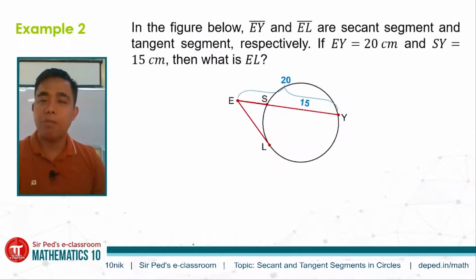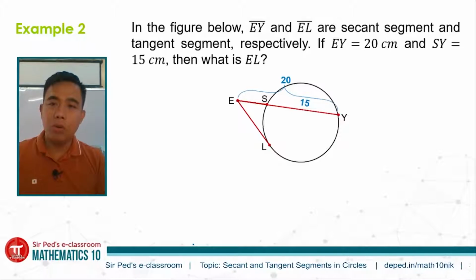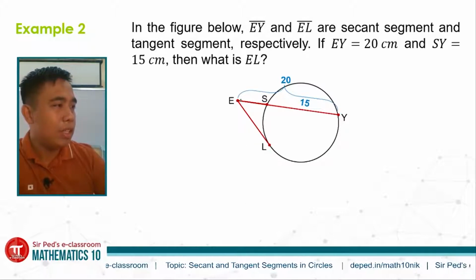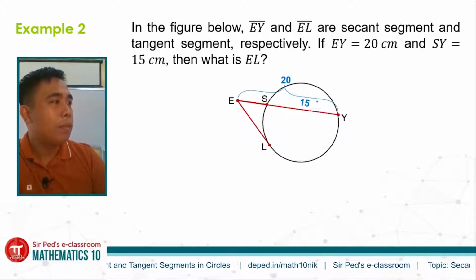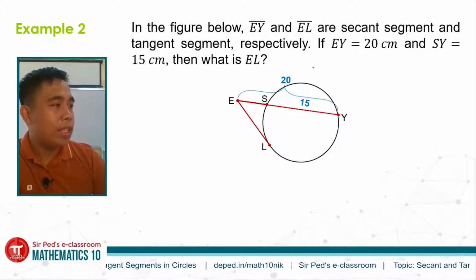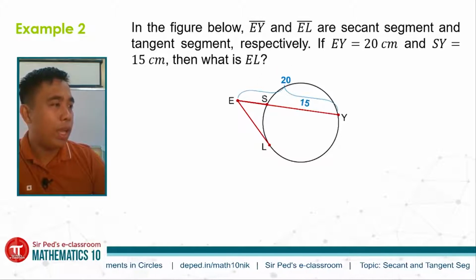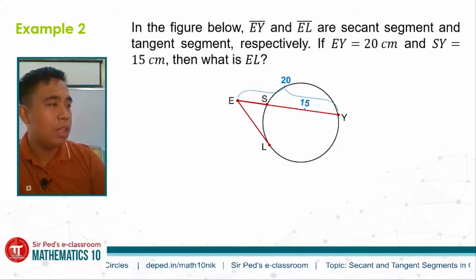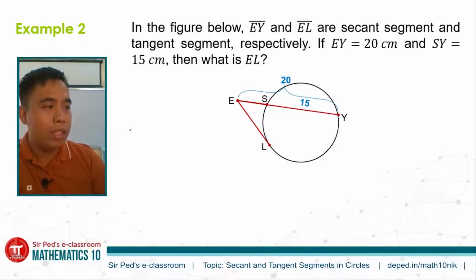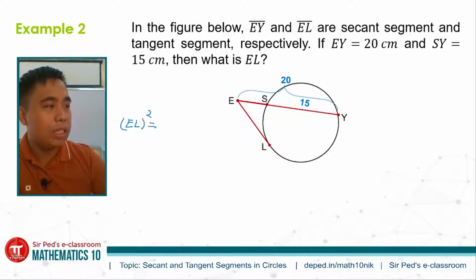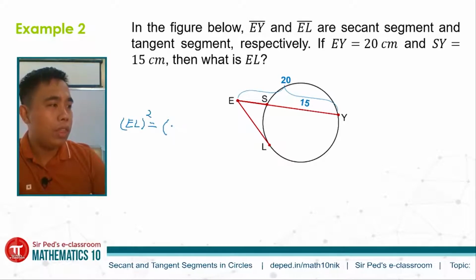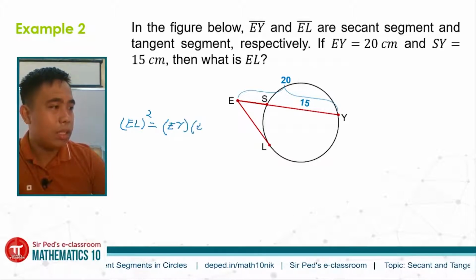So, let's have an example on that. In the figure below, EY, a secant segment, and EL, a tangent segment. If EY is equal to 20 centimeters and SY is equal to 15, then what is EL? Based on our previous theorem, the square of EL is equal to the product of EY times ES.